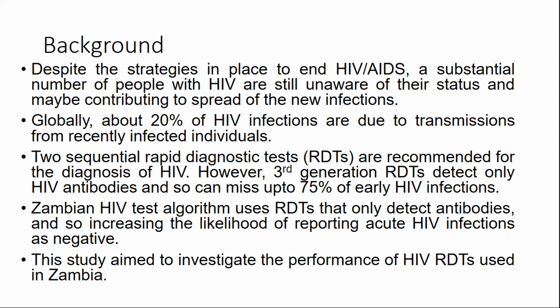So 2 sequential rapid diagnostic tests are recommended for the diagnosis of HIV. However, 3rd-generation RDTs, or rapid diagnostic tests, detect only HIV antibodies and so can miss up to 75% of early HIV infections. So Zambia's HIV test algorithm uses RDTs that only detect antibodies and not antigens, hence increasing the likelihood of reporting acute HIV infections as negative. This study aimed to investigate the performance of HIV RDTs used in Zambia.